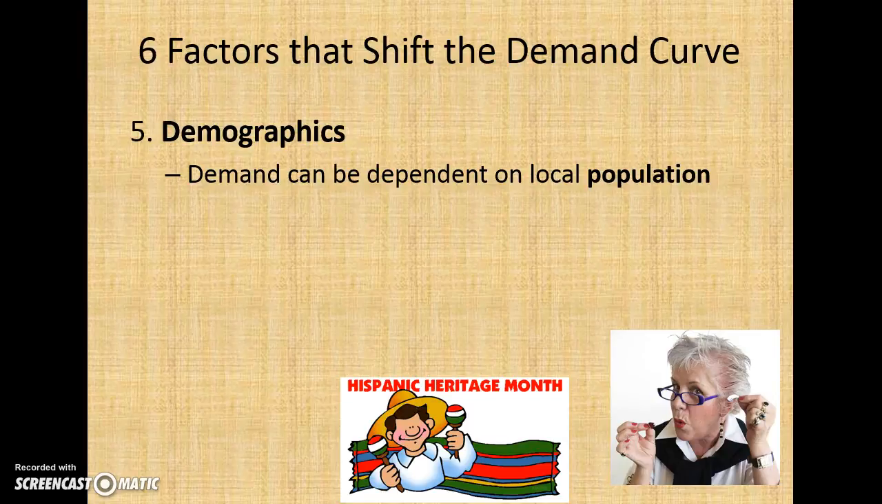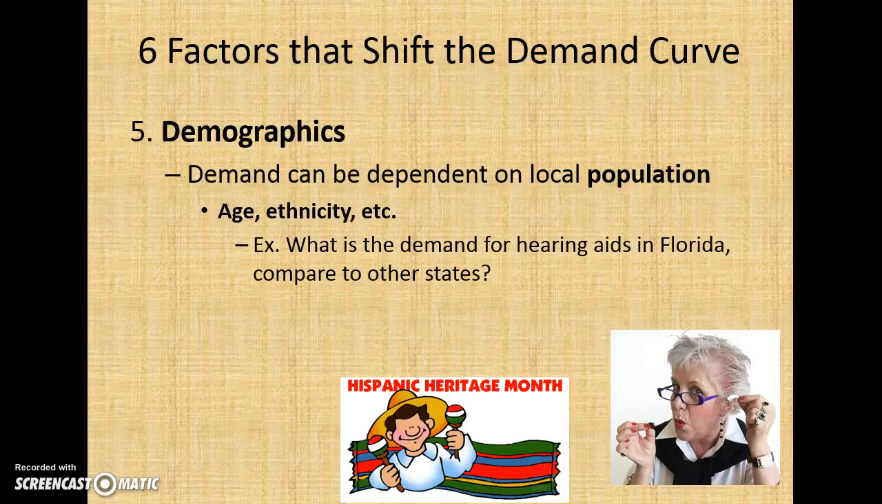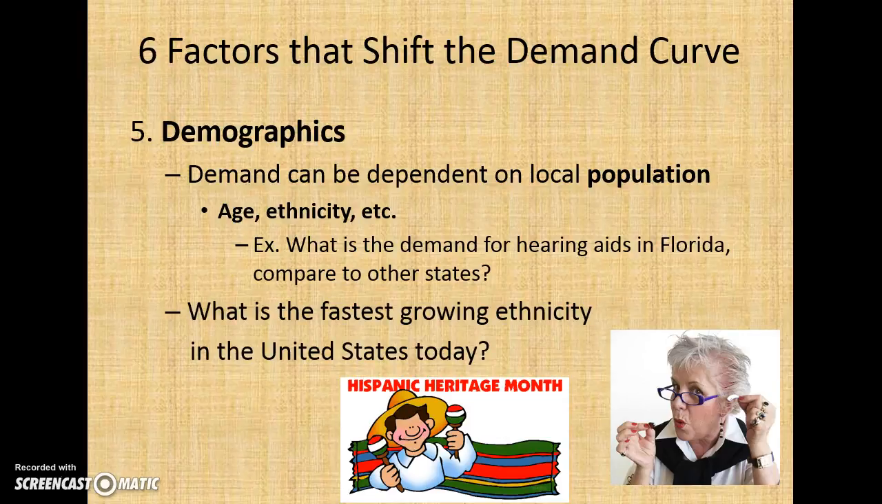Factor number 6 is general demographics. This has to do with age and ethnicity and cultural traditions and things that people buy. There are a lot of elderly people in Florida, and elderly people need hearing aids, so there is a higher demand for hearing aids in Florida than in other states.